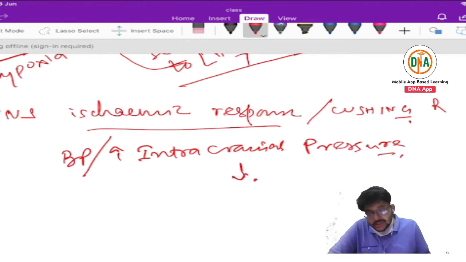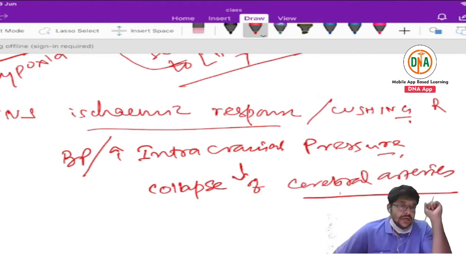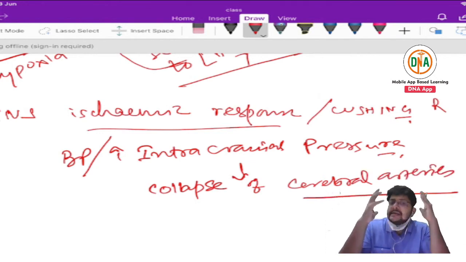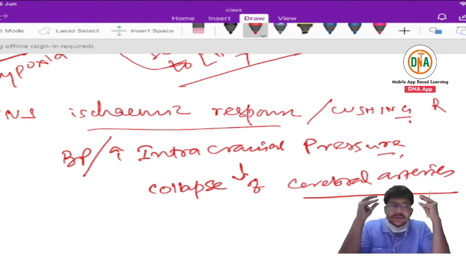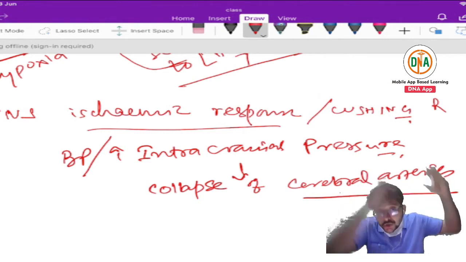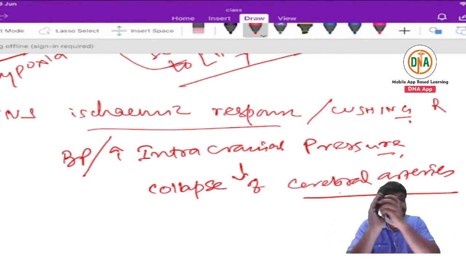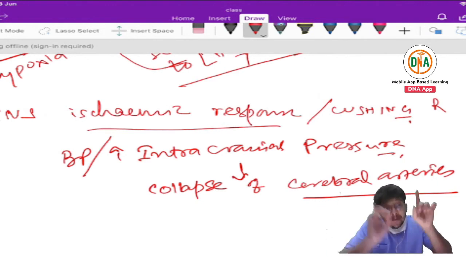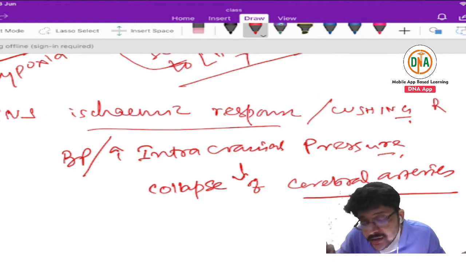Increased intracranial pressure will lead to collapse of cerebral arteries. Try to understand: our skull has limited volume, and whatever is inside is non-compressible. So if there is some tumor, some injury, something that should not be there, that will increase the intracranial pressure, the pressure inside the brain. If it has a finite volume and there is something extra, what will happen? It will compress the naturally occurring things, because there is no extra space and no compressibility. So ultimately it will lead to collapse of cerebral arteries.